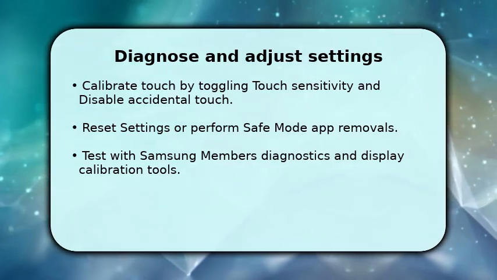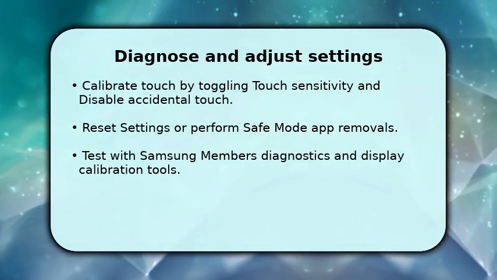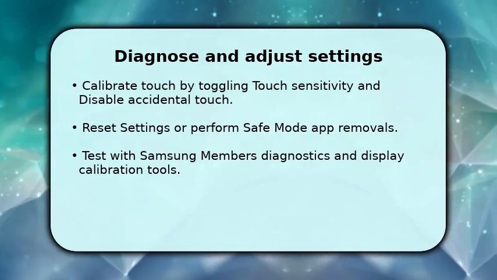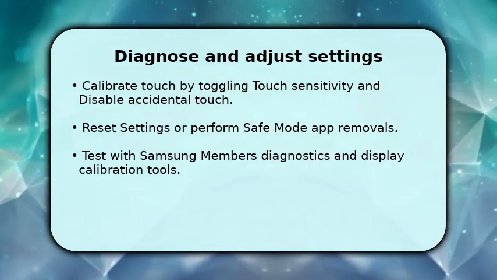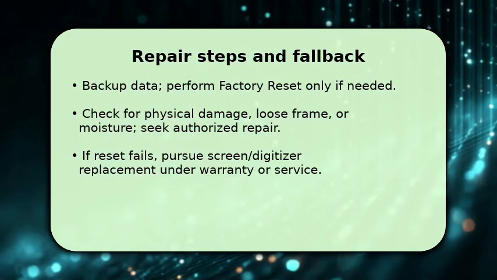Once you identify suspicious apps in Safe Mode, uninstall them one at a time and retest. If you've changed settings, reboot again and verify that calibration and sensitivity tweaks improved responsiveness. Back up your data before taking final measures.